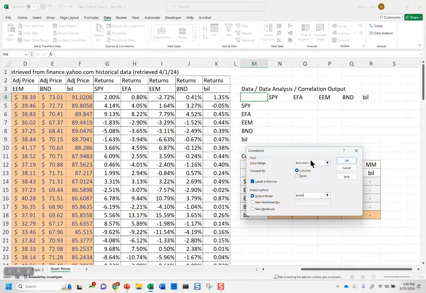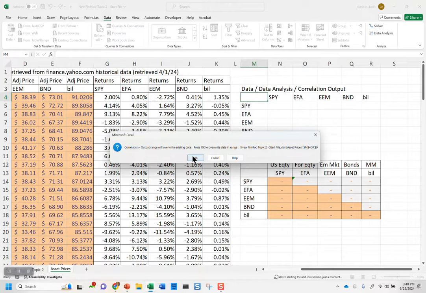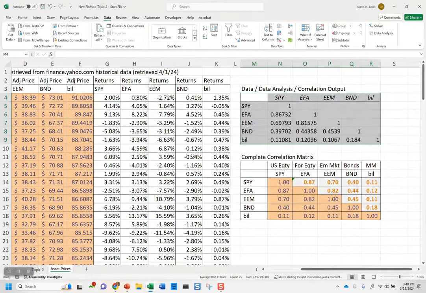So I want to take the asset returns from G3 to K119. And G3, or that third row, includes my labels. And I want to put a correlation matrix starting in M4. I'll hit OK. Hit OK to replace those data labels that are currently there. And what you see now, these are the correlations.